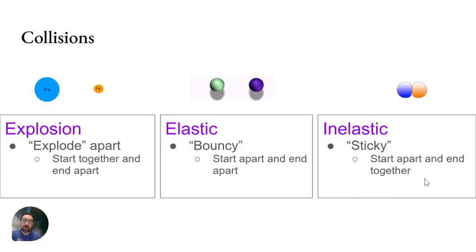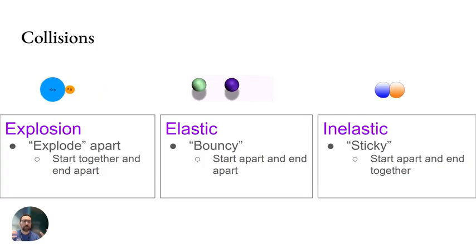Three types of collisions that we need to be aware of: explosive, elastic, and inelastic. Explosive is when the two objects start together and then separate, like two ice skaters pushing off of each other, or literally an explosion, a firecracker. Elastic is when one object comes in, hits another object, and they bounce off of each other. Inelastic, same situation, except the two objects don't bounce off of each other, they stick together.